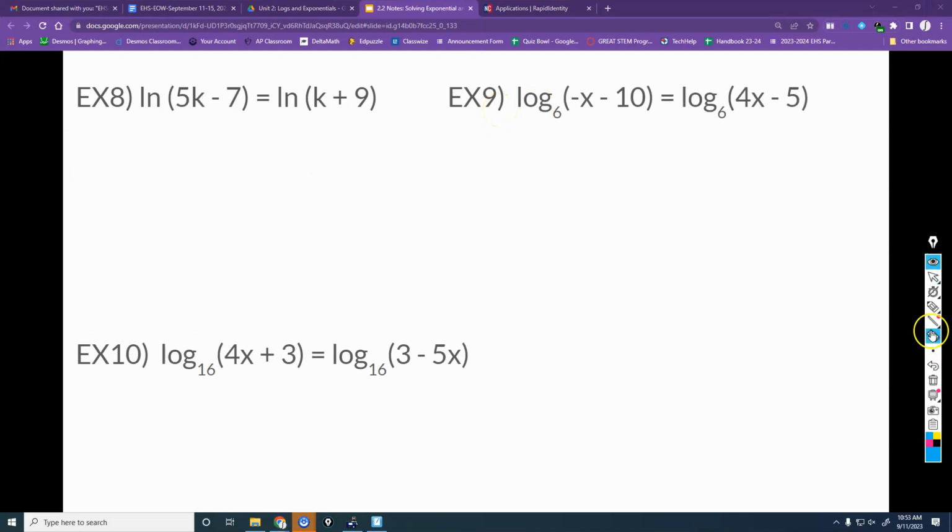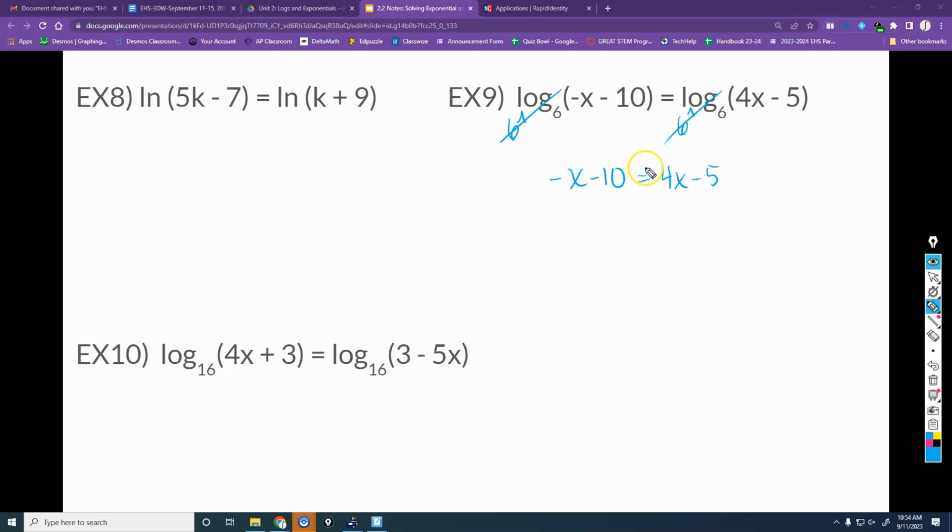All right, now whenever you see a problem like number 9, you've got logs, you've got the same base on both sides. If you don't have the same base, just go to Desmos and do the problem. We don't know how to do those without the same base. I don't think you'll see it, but who knows what they may put on the exam. 6 to the power, 6 to the power. Drop the logs. Minus x minus 10 equals 4x minus 5.